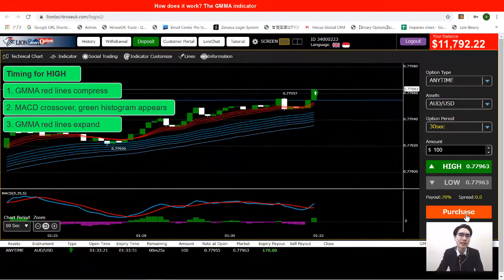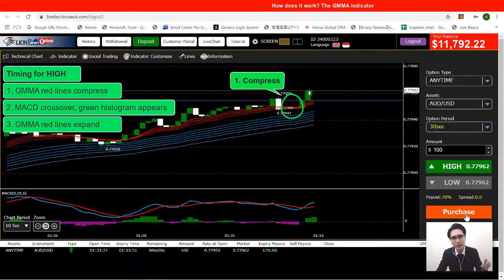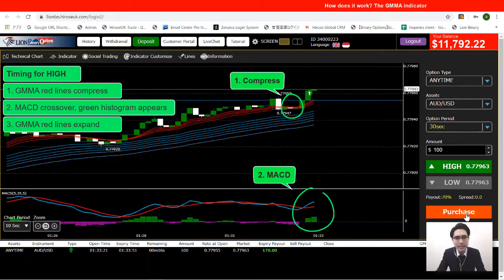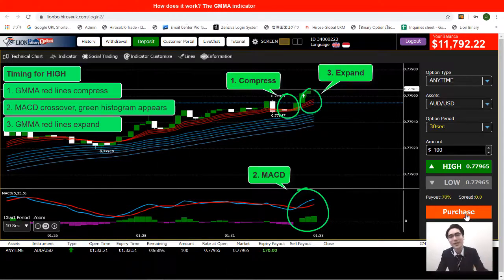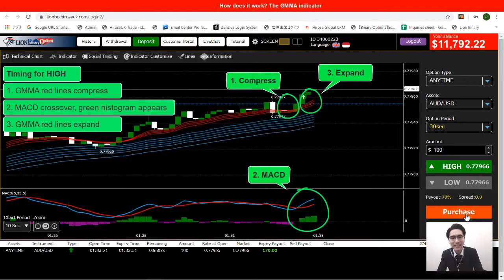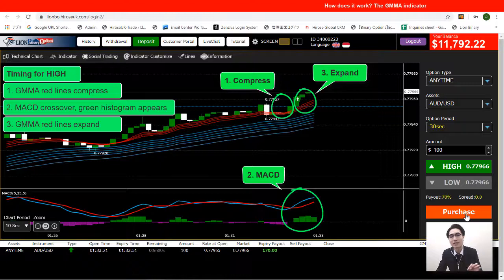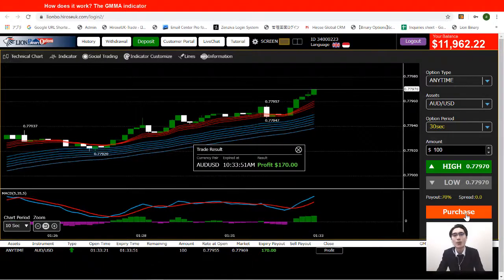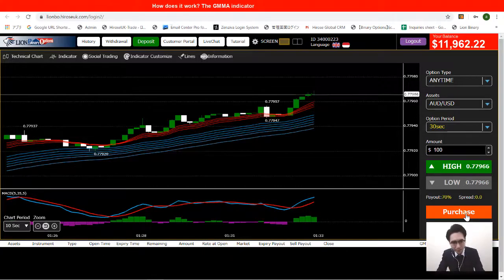First I will look at the red lines in the GMMA. I need them to compress, and once they compress, I move on to the MACD. Then I want the MACD to cross over and give me a green histogram. Then I move back to the GMMA. Then I need the red lines to expand after the compression. So I will place a trade when the red lines start to expand. That's why I placed that trade there, and now it's ending in profit.